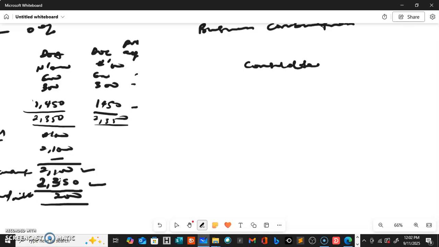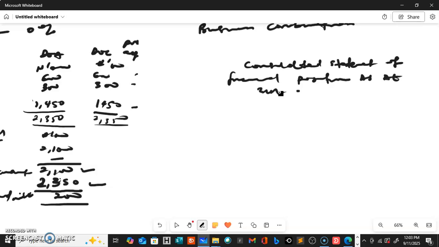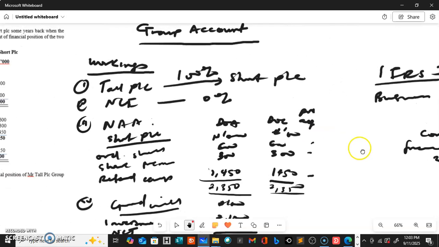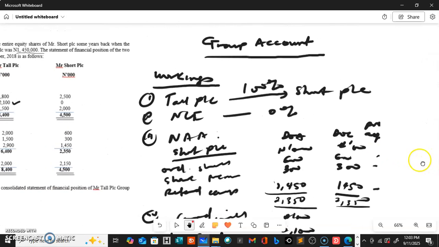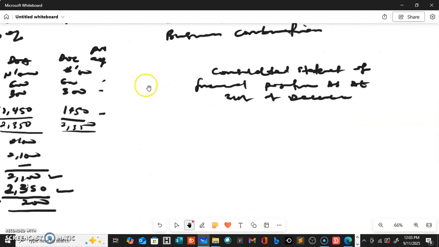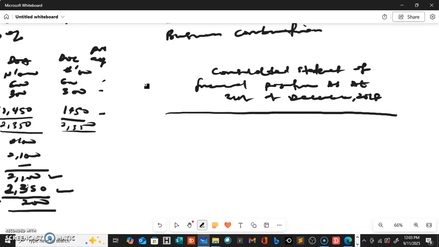Consolidated statement of financial position as at 31st of December. What is the date that we have there? Let us check. In the question, we have 2018. 31st of December 2018. So let us go ahead and prepare the statement of financial position.